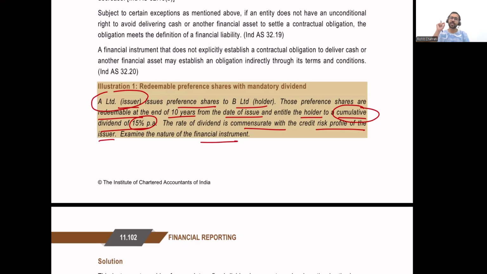Now, remember, one of the characteristics that distinguishes equity and liability is this: in a liability, you basically have an obligation to deliver cash. If you have an obligation to deliver cash, that will be regarded as a liability. If you do not have any obligation to deliver cash, it will be regarded as equity.